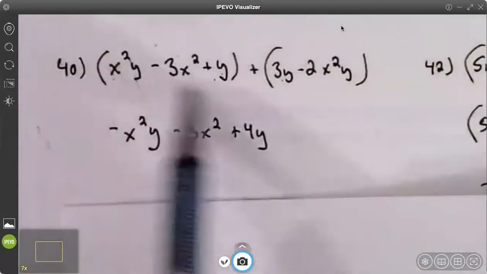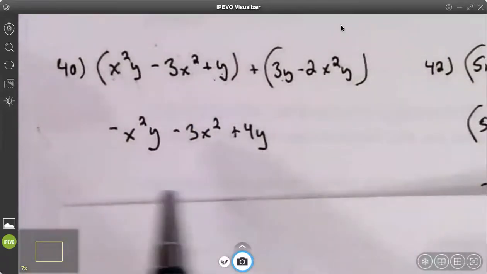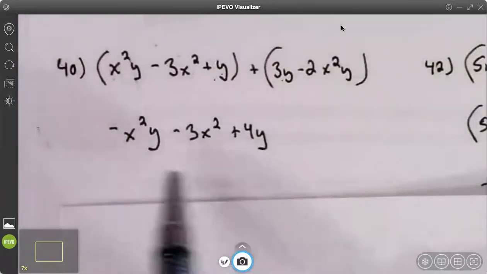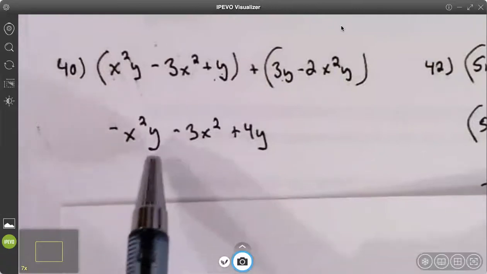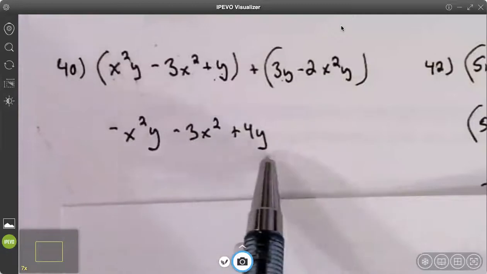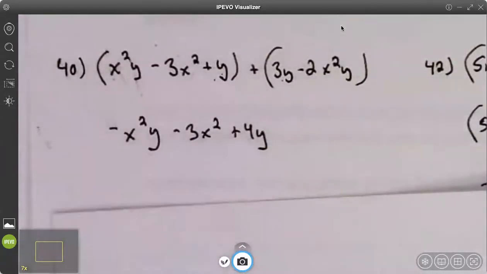When I simplified this polynomial expression, I combined like terms, I added polynomials, and I ended up with a trinomial with a degree of 3 and a leading coefficient of negative 1. The first term has a degree of 3, the second term has a degree of 2, the third term has a degree of 1, and the degree of the whole thing is 3.